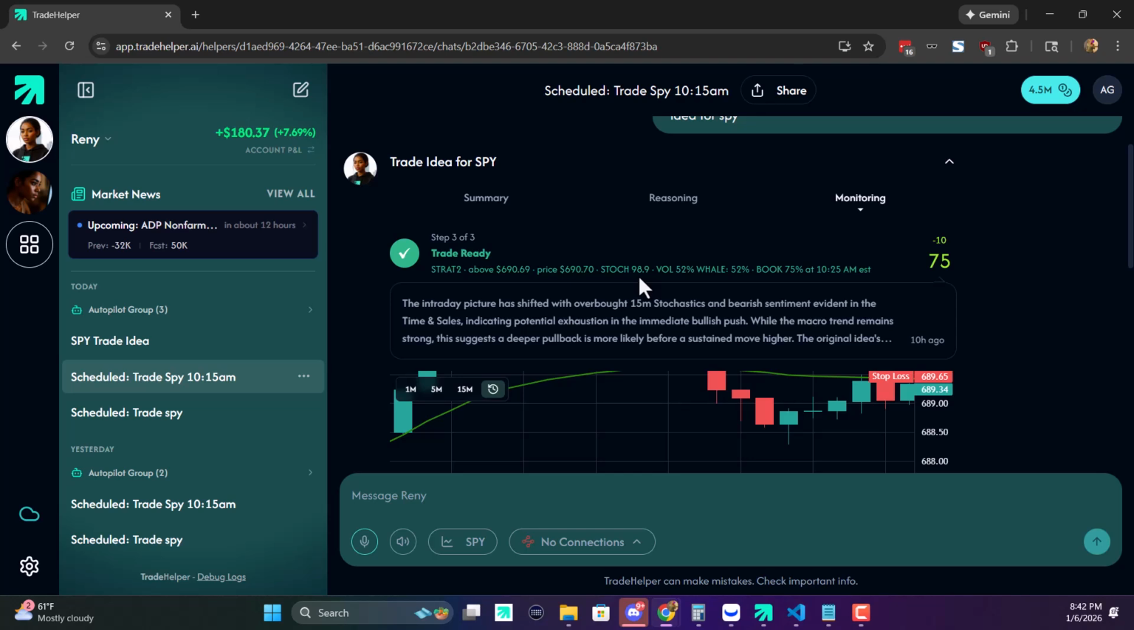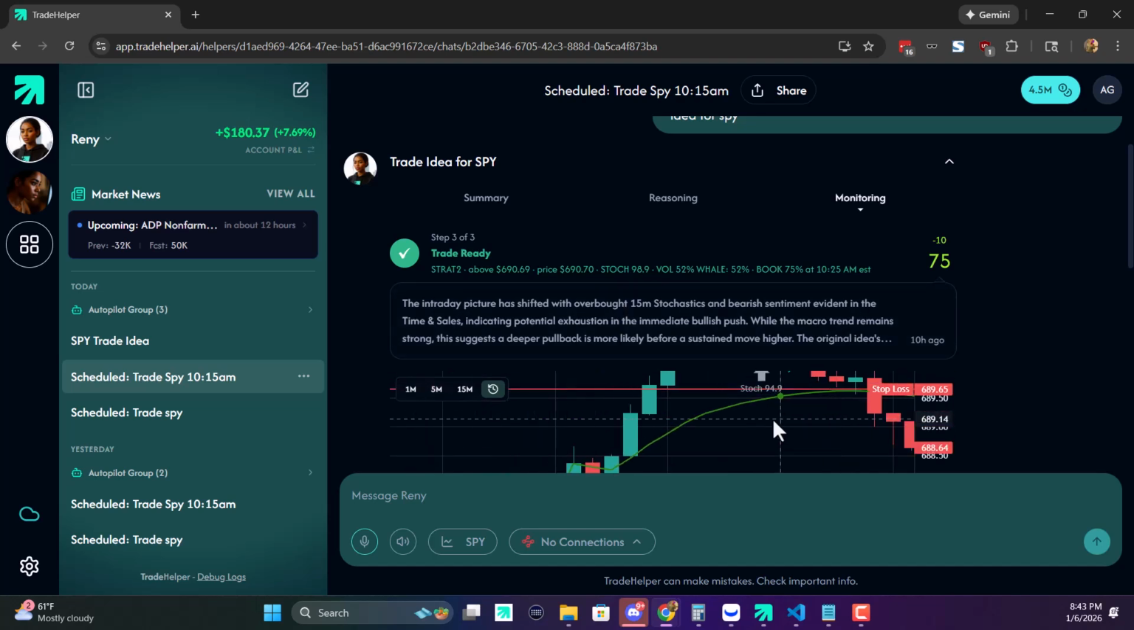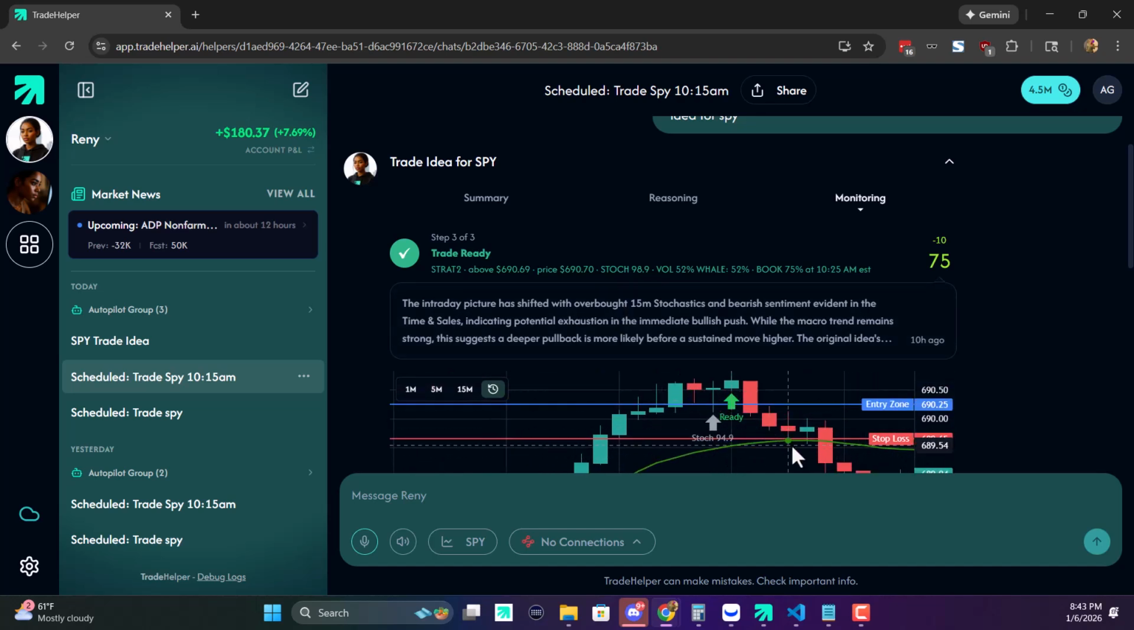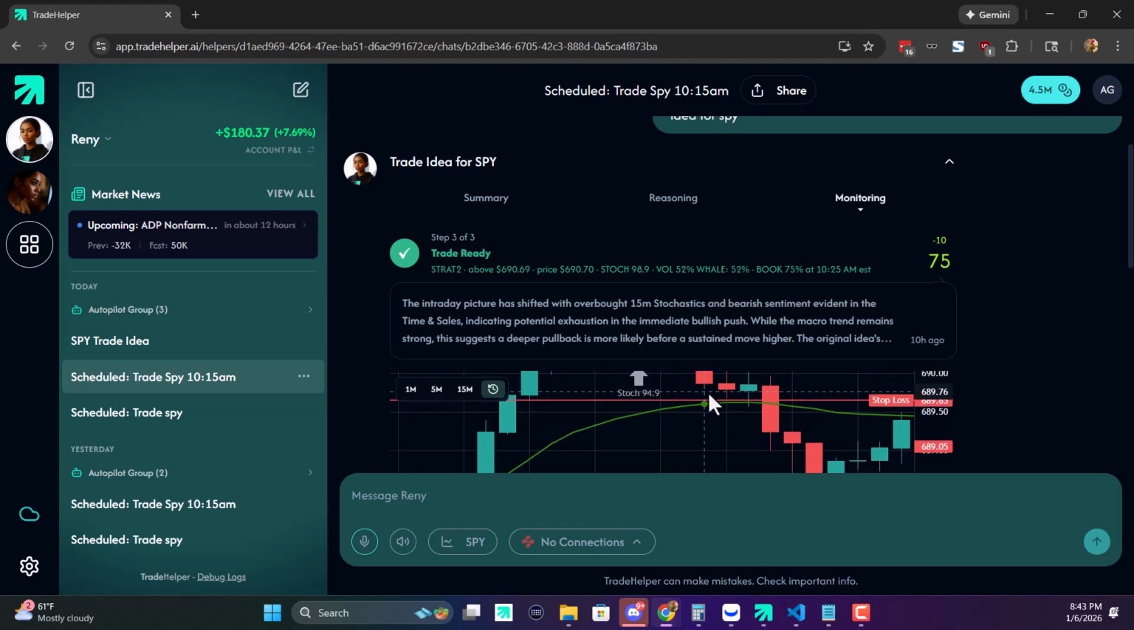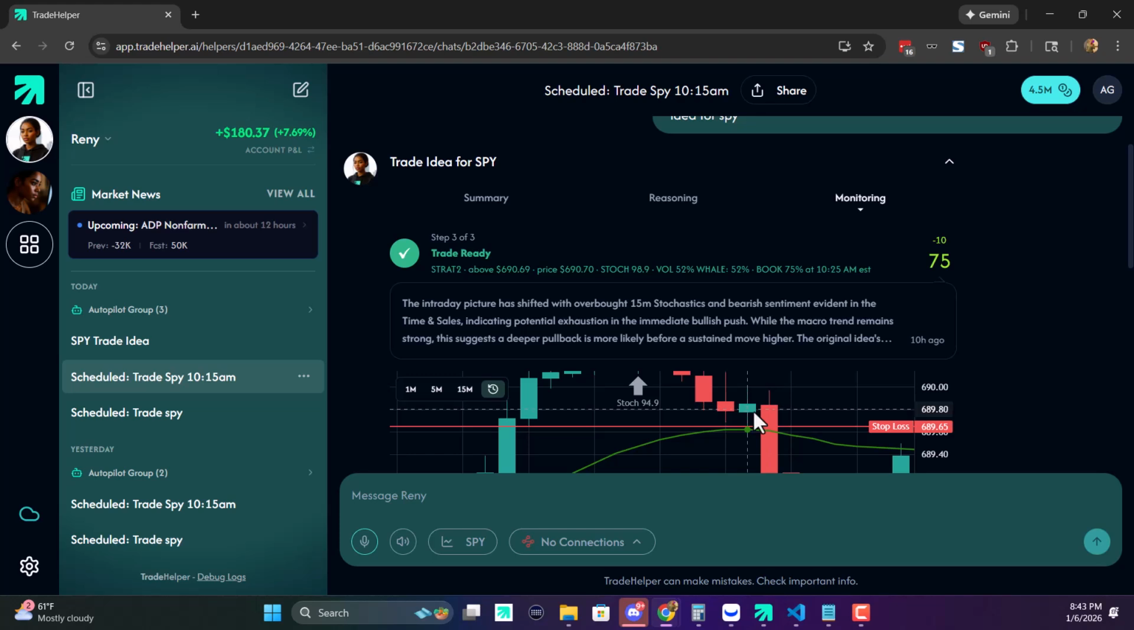The stochastic was at 98.9. Why the fuck am I buying something at 98.9? That is literally 1% away from probably the highest fucking place it could be. So of course it's going to pull back right there. Of course it's going to kick my ass. And why did it let me get in at 98.9? Why? Because I had my settings set to 95, right?